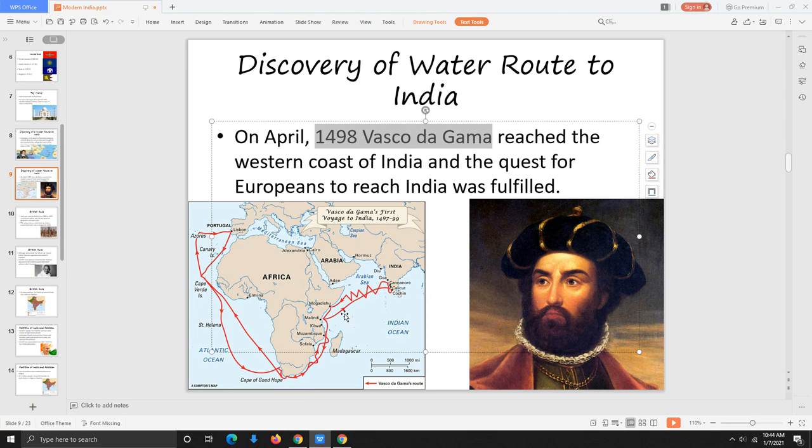So yeah, they knew that there was water over here because people had gone through this area, but they just didn't know about this area. And Vasco da Gama is the guy that finds out about that area. So that's number 2. He finds that route there, and then Europeans get more and more into India going around this way.